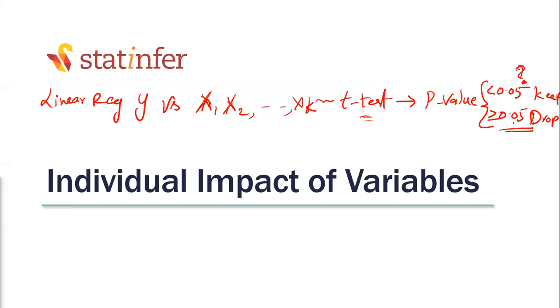A variable that has more than 0.05 p-value, we dropped it. Then what happened? Tell me. If a variable is not impactful, when we drop it, what will happen? A variable is not impactful. I dropped it. What will happen to the model eventually in a linear regression model?